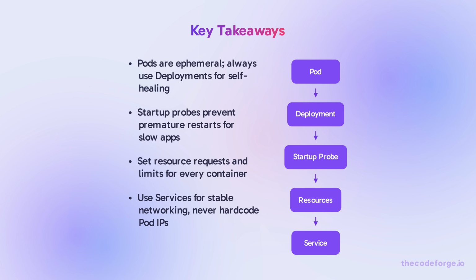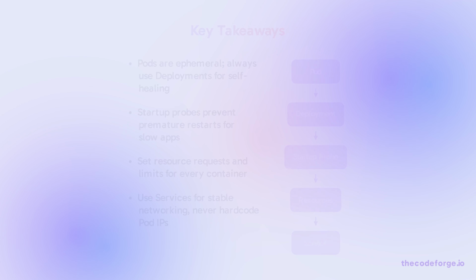To summarize, pods are the atomic unit but are ephemeral, so always use deployments. Startup probes are critical for slow-starting applications. Set resource requests and limits for every container, and always use Services for stable networking.